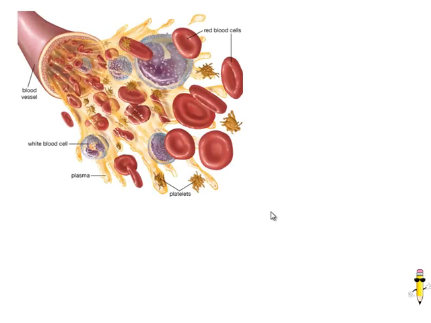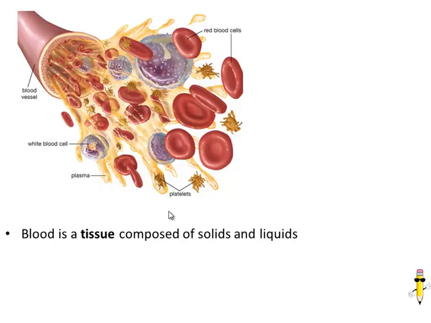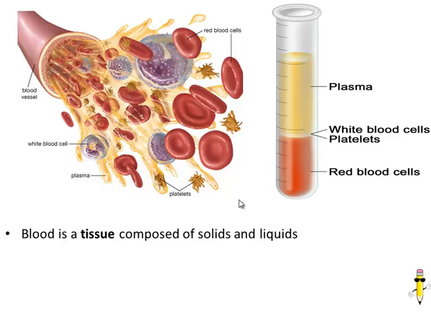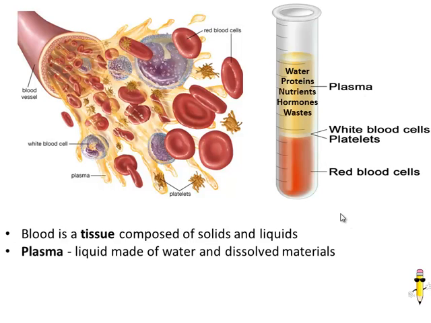And blood is pretty complicated. Blood is a tissue composed of many different cells and fluids. Many people think blood is just a liquid, but it's not. There's a solid component to blood as well as a liquid component. Now, we call the liquid component of blood plasma. And plasma is really just water containing dissolved materials, like proteins and other nutrients, hormones, and wastes.